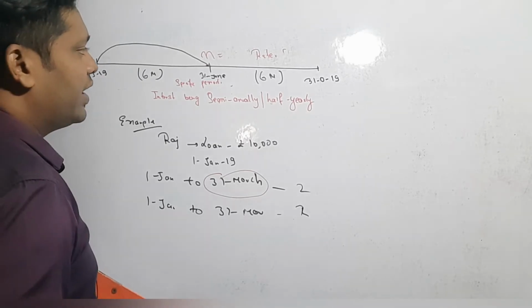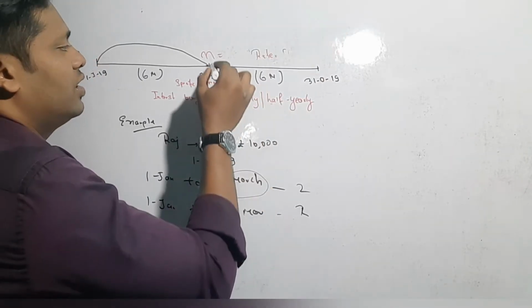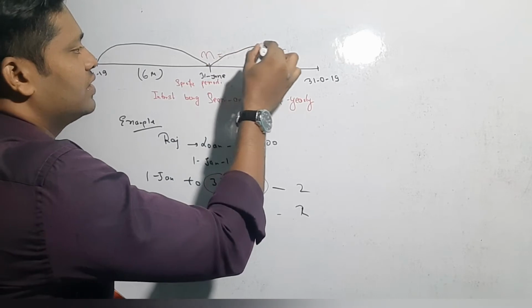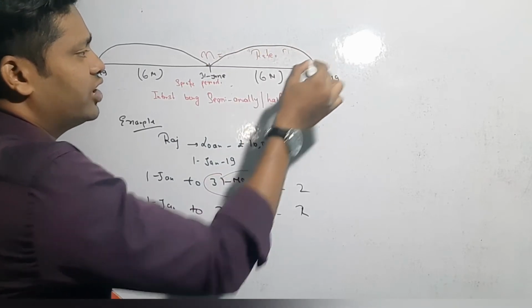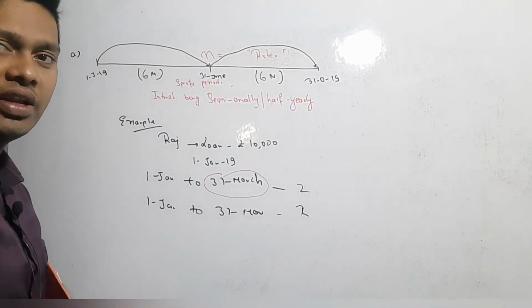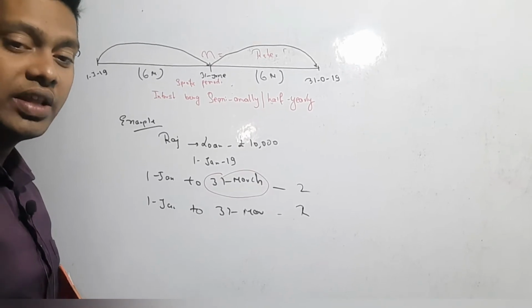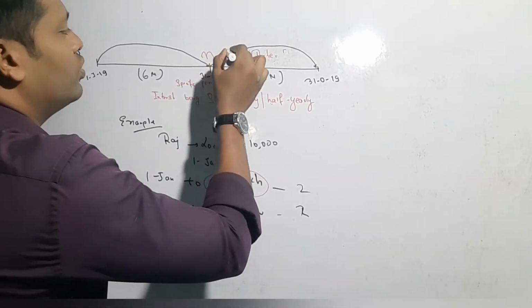Again he has traveled, again he has paid. For example, he has paid. Again he is traveling and he has reached here. Again he has to pay the interest. So how many times does he have to pay the interest? Twice. He has to pay the interest 2 times. So n is equal to 2.